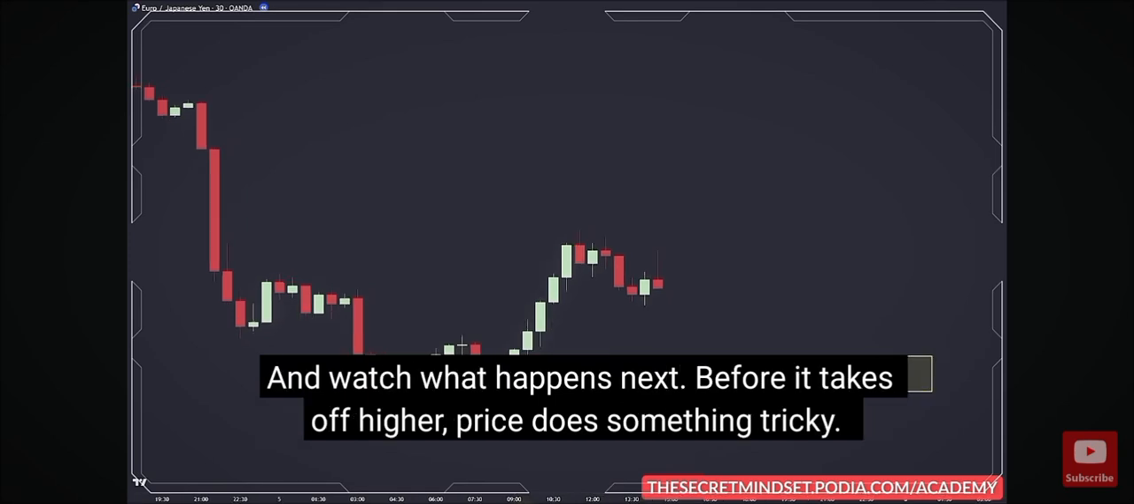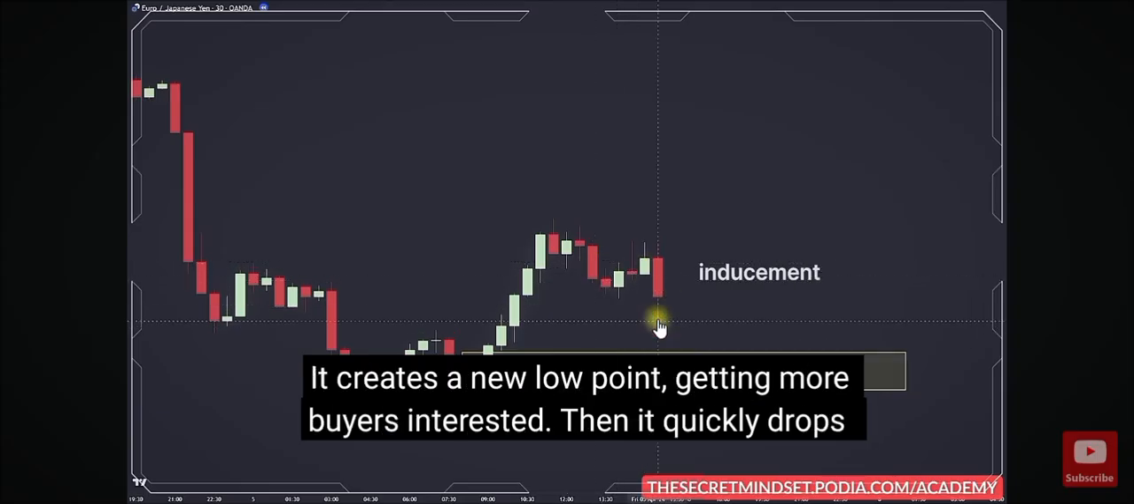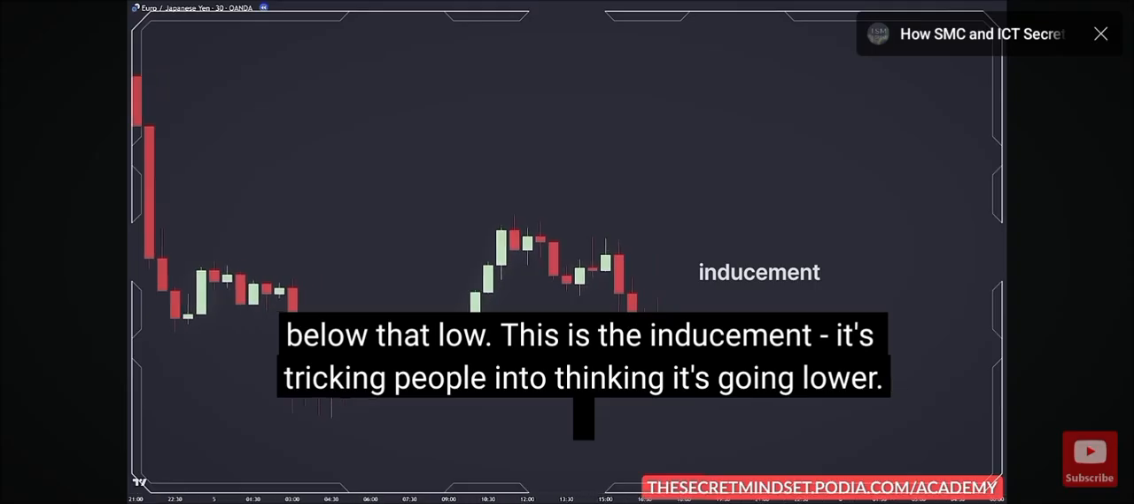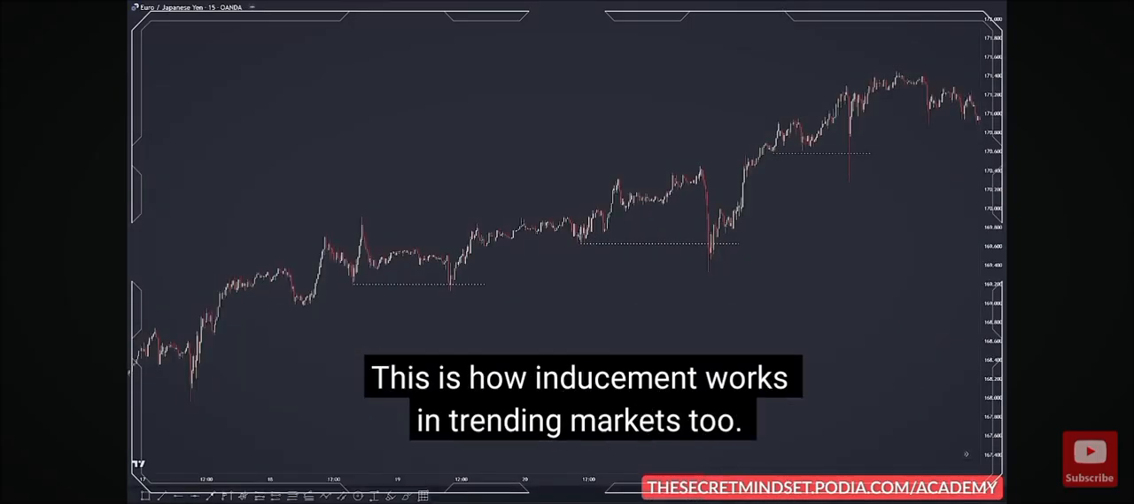And watch what happens next. Before it takes off higher, price does something tricky. It creates a new low point, getting more buyers interested. Then it quickly drops below that low. This is the inducement. It's tricking people into thinking it's going lower. This is how inducement works in trending markets too.